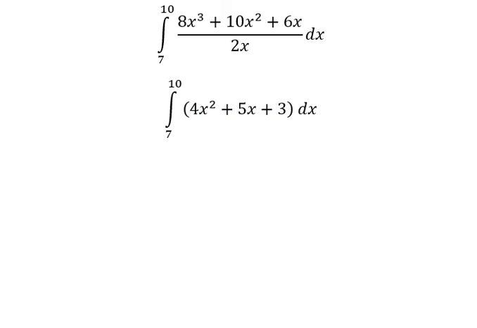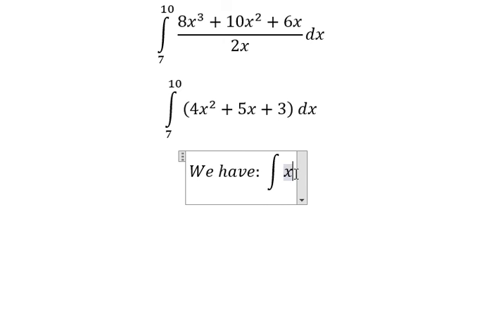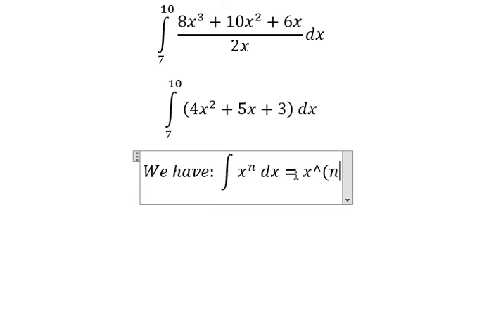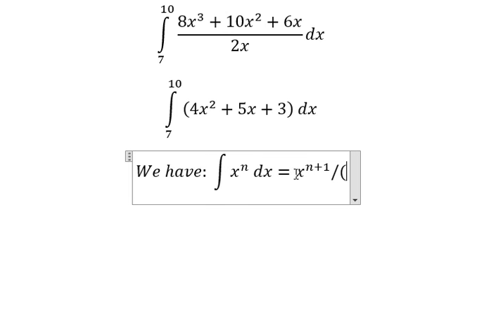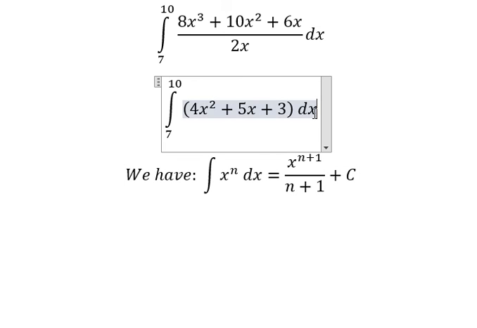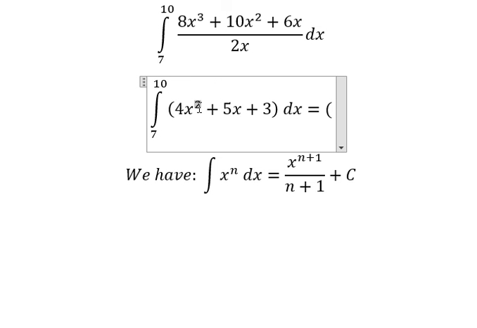Next, we have the second formula in here. That is about the integration of s to the power of n ds. We have s to the power of n plus 1 over n plus 1, and I will put c. And this one, we have number 2 in here.